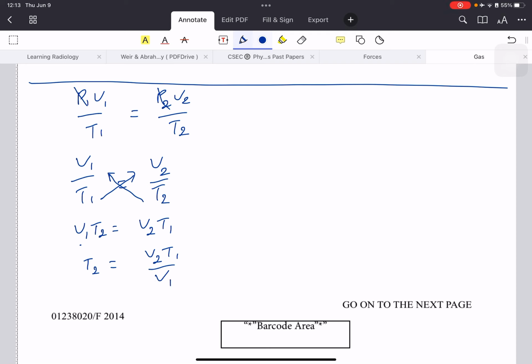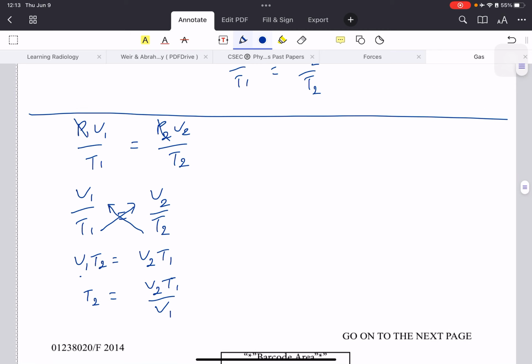And finally, to get rid of the T1, I just need to divide by T1 now. So dividing by T1, I will get T2 on T1 is equal to V2 on V1. And this is what we want. So V2 on V1 will be equal to T2 on T1.